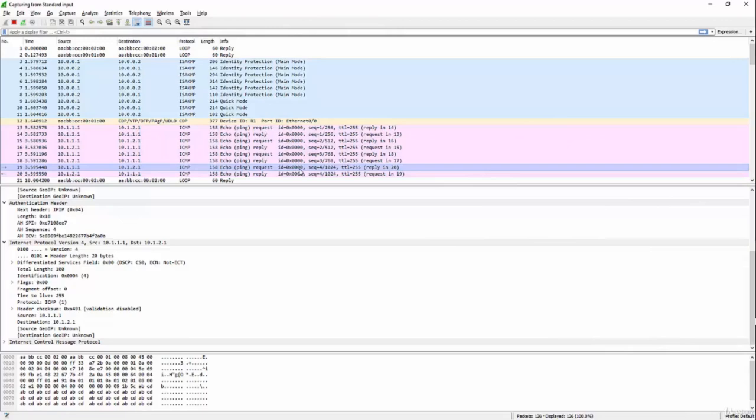Because this is authentication header, there's no encryption. We can actually read the original content of the packet.